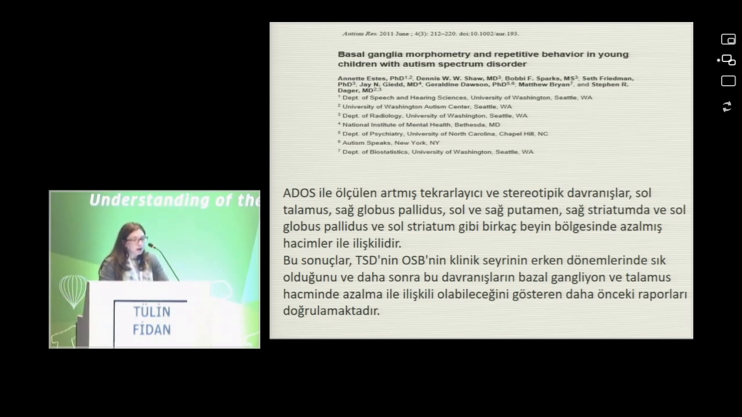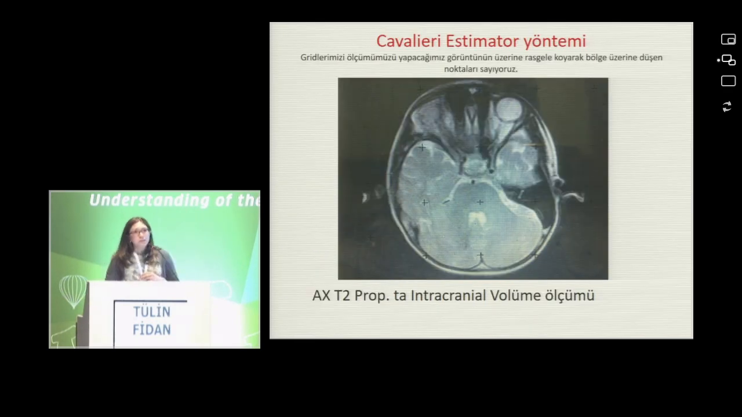Basal ganglia morphometrics of these children are measured, and there are very interesting results. Especially basal ganglia volume of the children is less than the others. In the right globus pallidus, left and right putamen, right striatum and left globus pallidus, we can see less brain volume than normal children. The Cavalieri estimator is the method that we use in our clinic for a master's degree thesis.